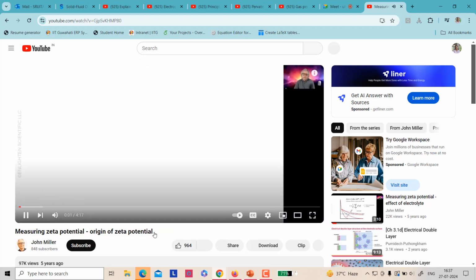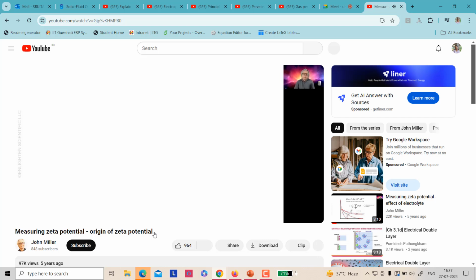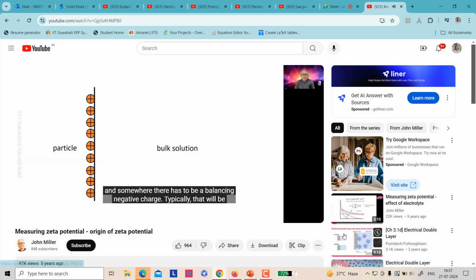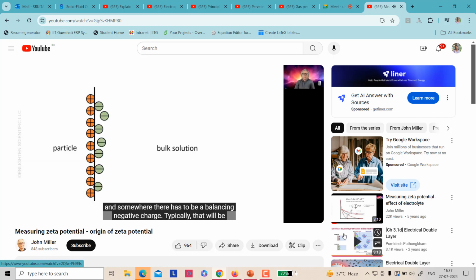This happens when a charged particle is immersed in a liquid such as an aqueous electrolyte solution. In this case, there's a positively charged particle surface, and somewhere there has to be a balancing negative charge. Typically, that will be in the form of ions adsorbed onto the surface of the particle. You can consider this to be a fixed or rigid layer of charged material.